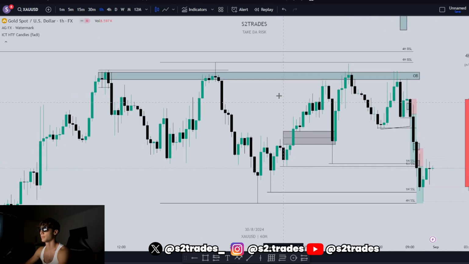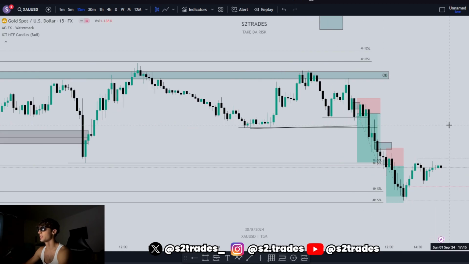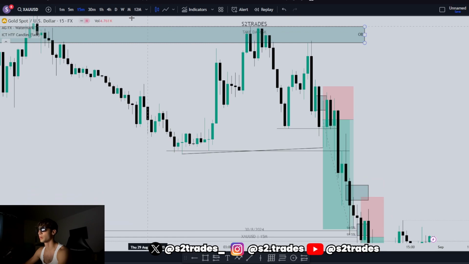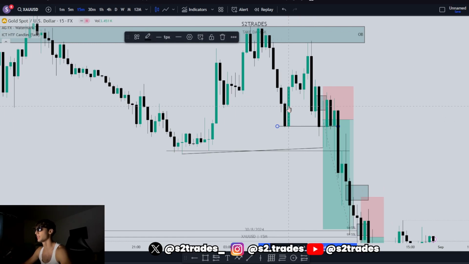Change in state of delivery. This is my favorite. I don't trade unless I see a change in state of delivery. Some people might tell you that's stupid, you're wasting your time, blah blah blah. But I don't trade unless I see a change in state of delivery because of one thing.